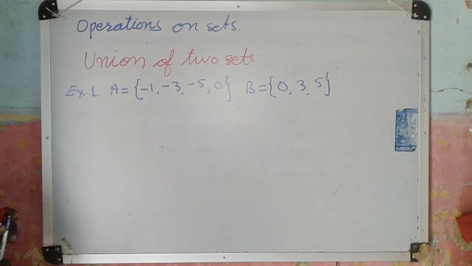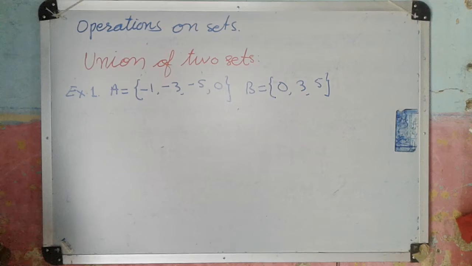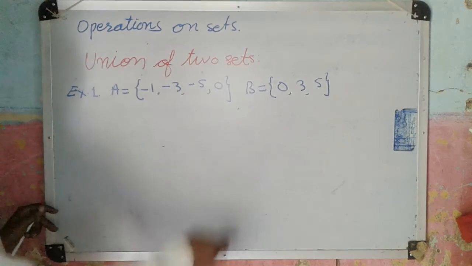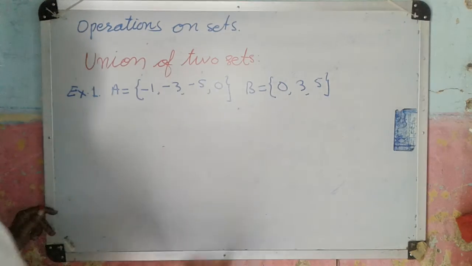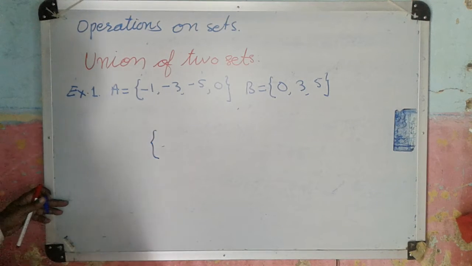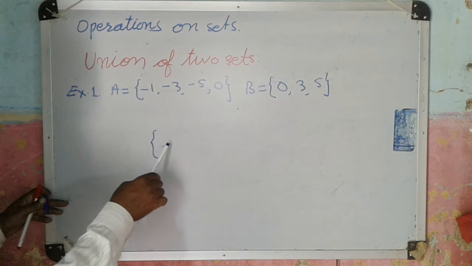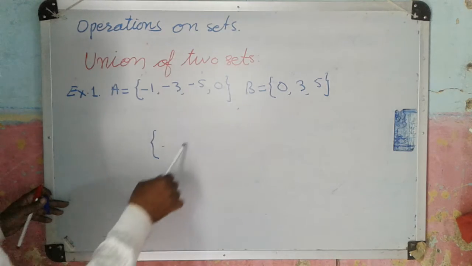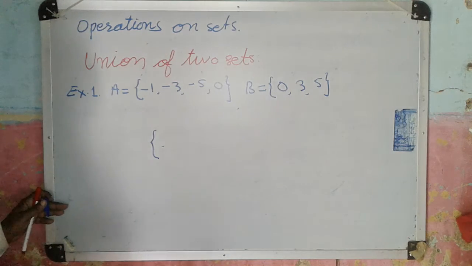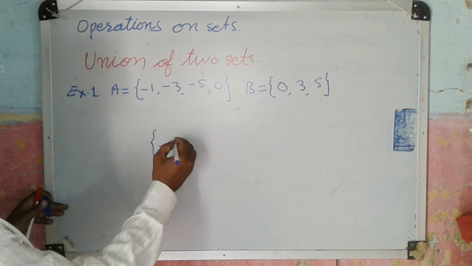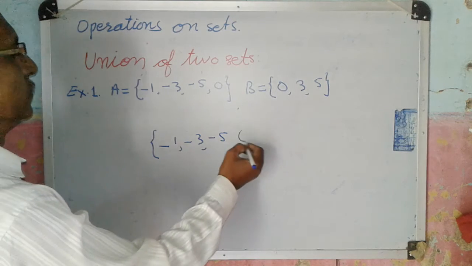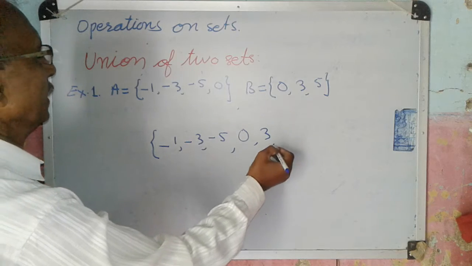Now, union of two sets. For example, here two sets are given. Set A, the elements are -1, -3, -5, 0. Set B, elements are 0, 3, 5. Now, I will write a third set, and I will take the elements in this third set from A and B. That means all elements from A and B I will collect together here and write this set. So here -1, -3, -5, 0, 3, 5.